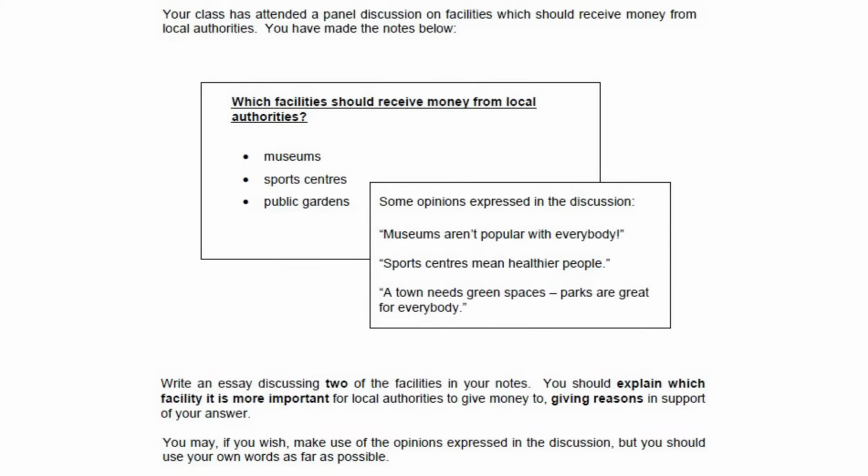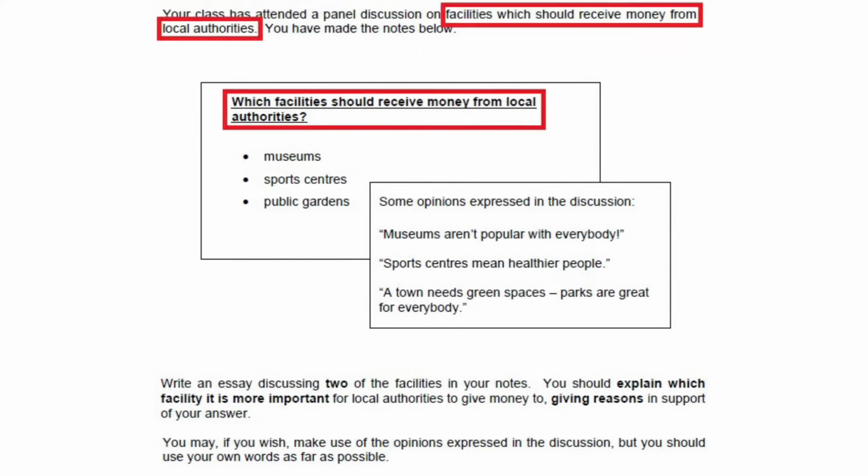Looking again at our example task from before, we can see that we need to talk about different facilities which should receive money from local authorities. So from the start, think about certain vocabulary, other expressions that might make sense in this context, so you can get ready to write about this topic.